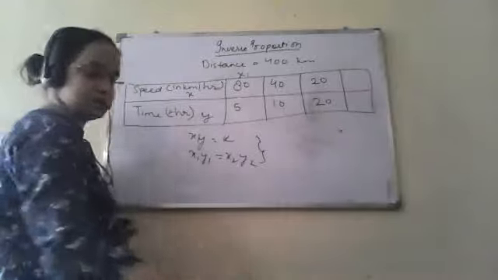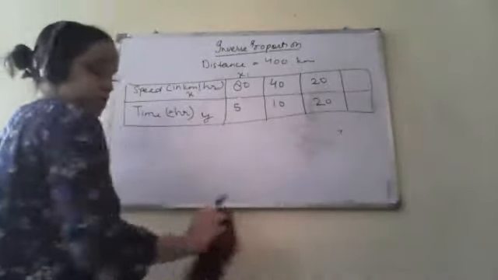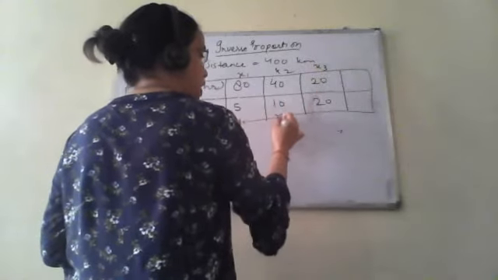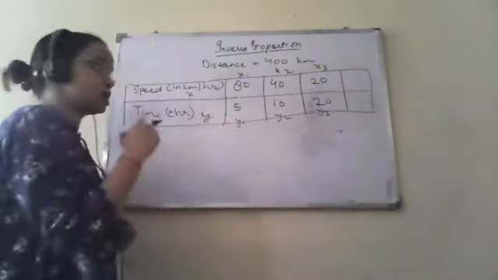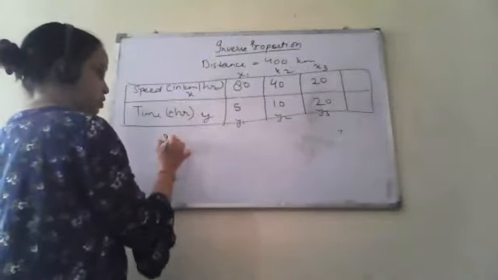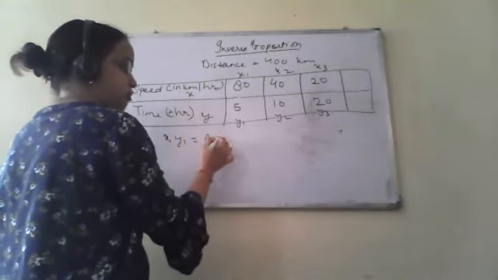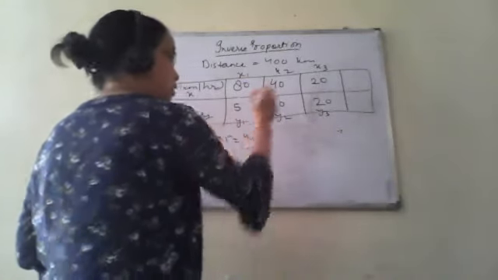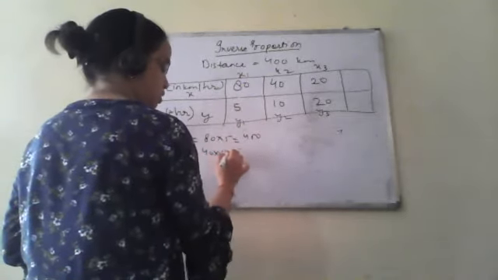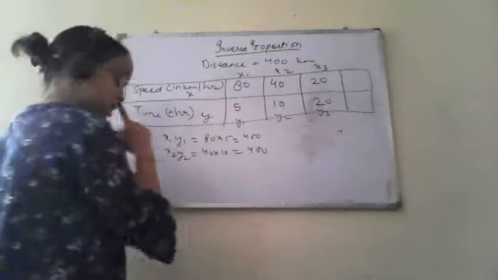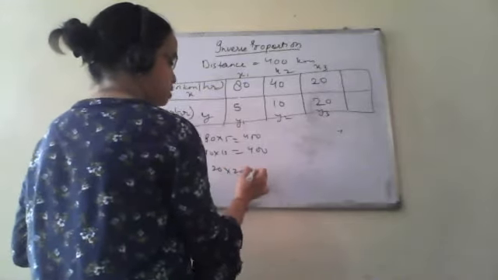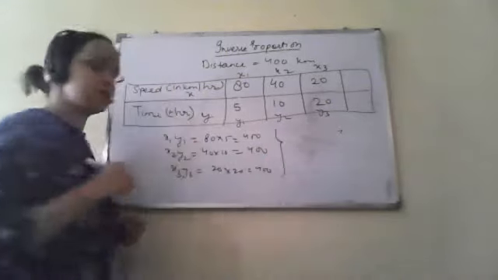Now we can check in the example what we have discussed. This is x1, x2, x3. This is y1, y2, y3. Now what we have to check is x1 y1 equals x2 y2 equals x3 y3. Now what is x1 y1? It is 80 into 5, that is 400. What is x2 y2? This is 40 into 10, that is 400. And what is x3 y3? This is 20 into 20, that is 400. So this is a basic thing you have to keep in mind.